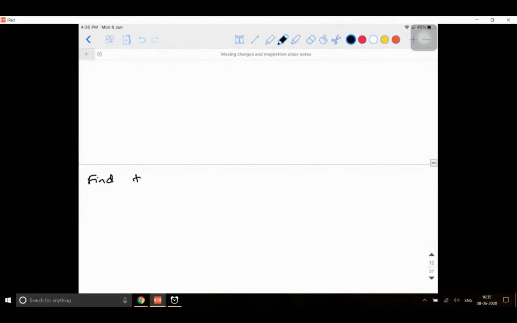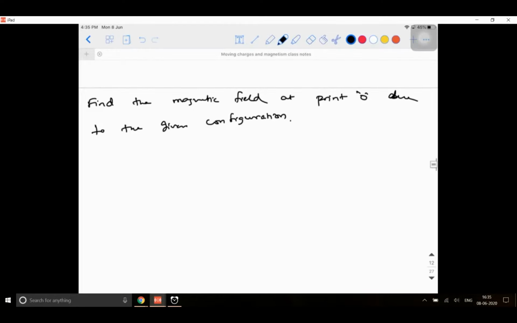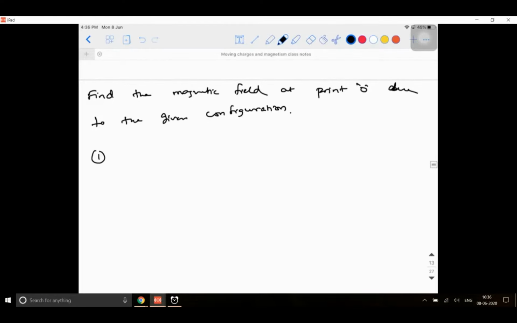Write down the questions. Find the magnetic field due to the below systems. Find the magnetic field at point O due to the given configuration, you can say. This is a different way of arrangement, that's it. Due to the given configuration. The first question. What I'm going to do is, I'll put it like this.